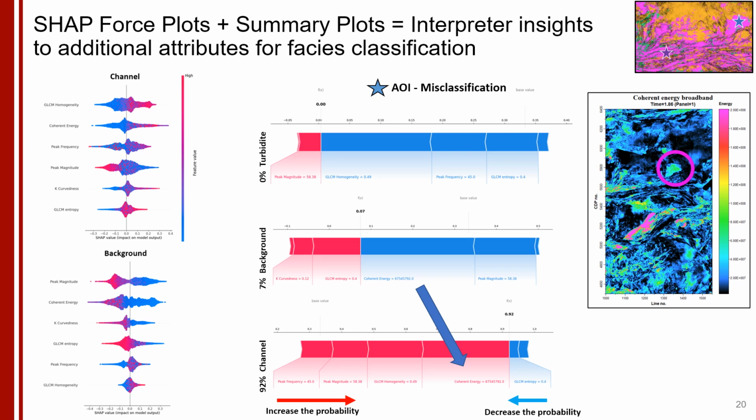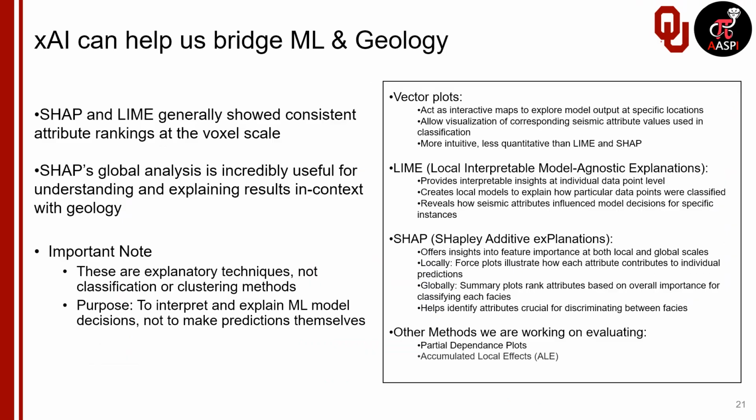kind of why we need interpreters to work with these machine learning models, is that this doesn't look like background. This doesn't look like a channel, but rather to me, it looks like a potential channel splay. So now I have to think about, okay, do I need to put in another seismic facies? Like, do I want to add a 4th seismic facies to my analyses? And so those are the types of inputs or insights we can get with different explainable AI methods.